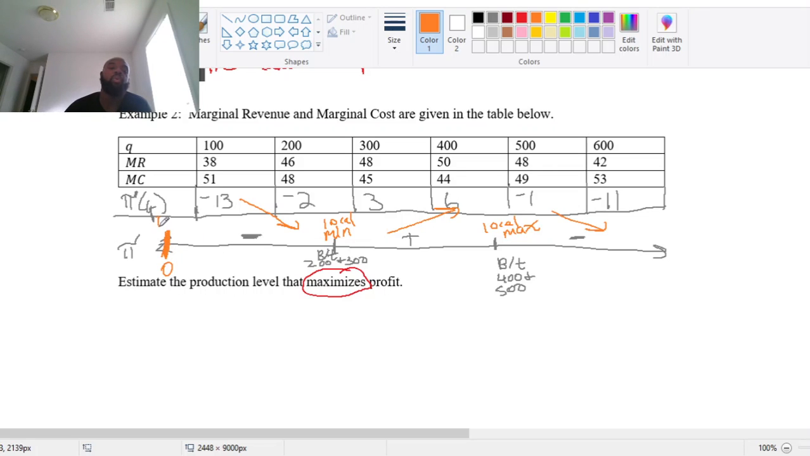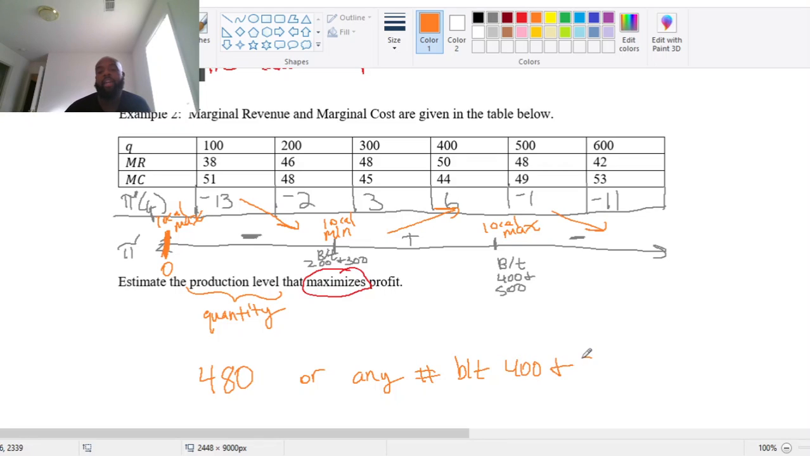Again, that's going to be a local max, but that point is not really important for us for maximizing our profit, okay? And so when we have another point where we have a max, that's going to usually be the important point. And so some number between 400 and 500 is going to be the quantity, right? Whenever we see production level, it represents a quantity. And so estimate the quantity that maximizes profit, or the production level that maximizes profit? I'm going to say about 480, right? Or any number between 400 and 500.